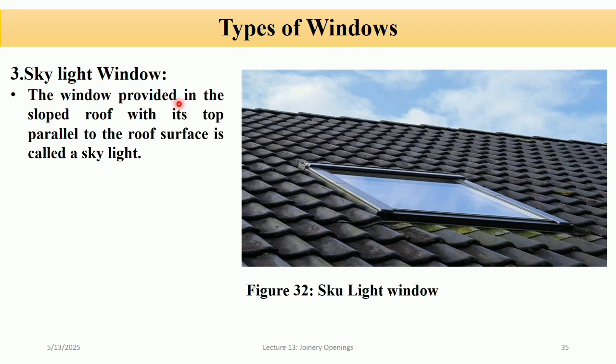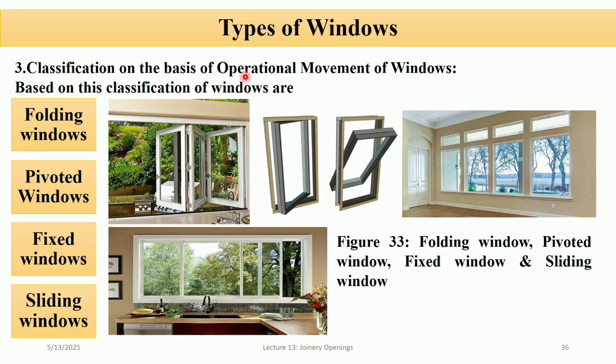Skylight window. So the window provided in the slope roof with its top parallel to the roof surface is called a skylight. You can see here in the figure this is the skylight window which is parallel to the surface of roof. So we provide this window to give natural light to interior space where regular wall window are not possible, and it enhance energy efficiency by reducing the need for artificial lighting, and some skylights can also be open for ventilation. Classification on the basis of operational movement of window.